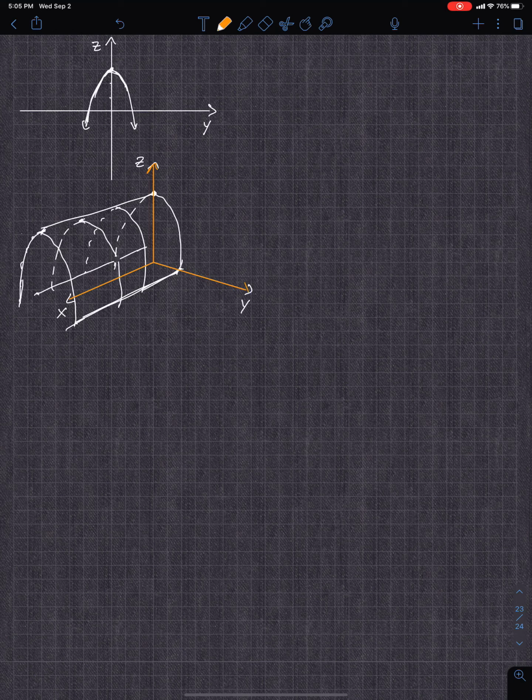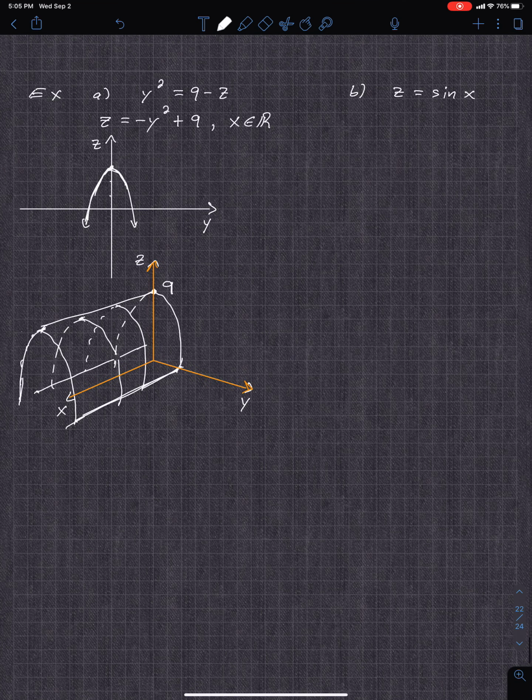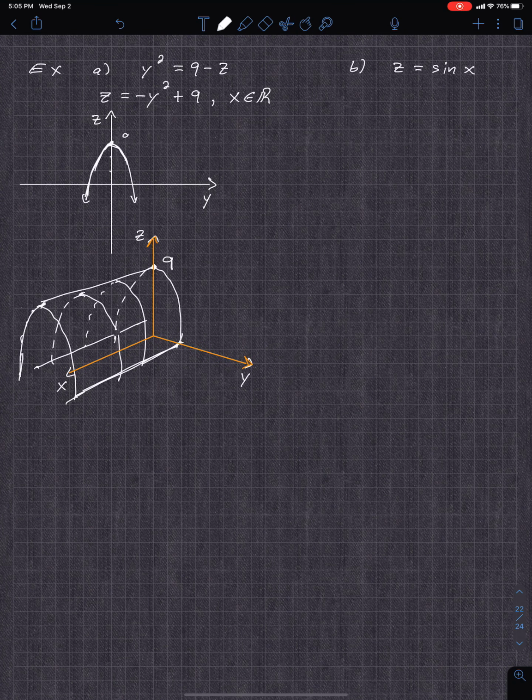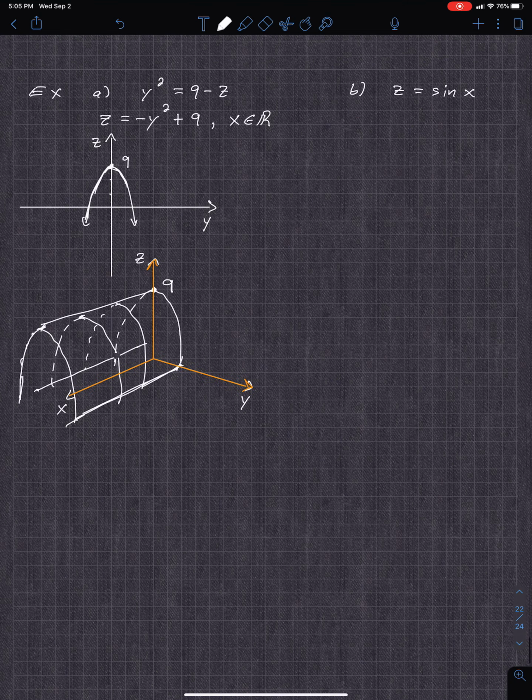Make it look like that. And so that's what it's coming out on. The only thing you'd really need to label, if asked, is that it's 9, because you're up 9 units. Like that. Okay, that's pretty good. Now what about z equals sine x?